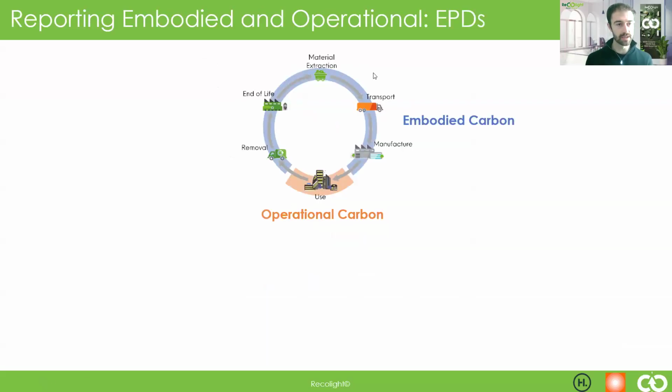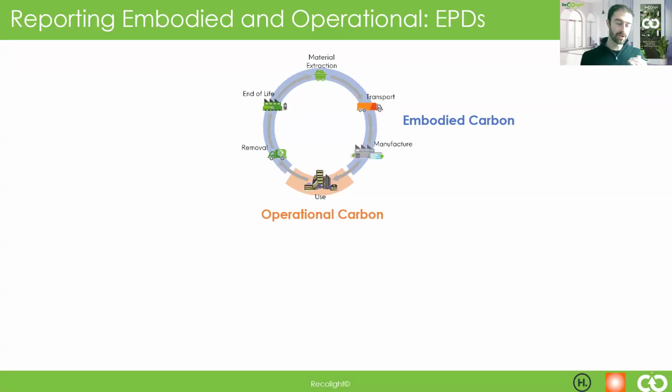Another way to look at this is to consider the product's life cycle. Obviously, we're talking about luminaires here. So material extraction, transport to manufacture, manufacturing itself, the use phase, removal, and end of life. It's that use phase, as I say, that's what's called your operational carbon. So it's the energy associated with that use. Whereas everything else, so your material decisions, your manufacturing processes, the end of life treatment that is required, all of those impacts are associated with what's called embodied impacts, or in this case, embodied carbon.